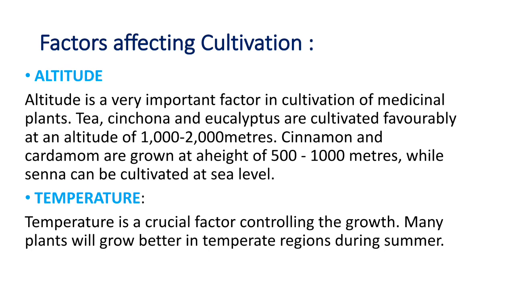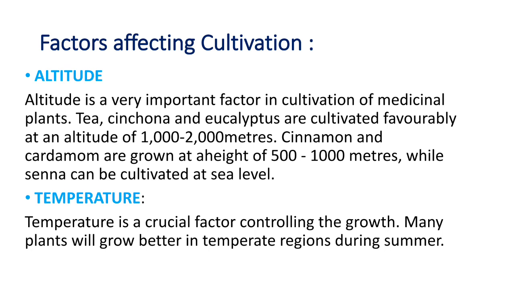Factors affecting cultivation. First, altitude. Altitude is a very important factor in cultivation of medicinal plants. Tea, cinchona, and eucalyptus are cultivated favorably at an altitude of 1000 to 2000 meters. Cinnamon and cardamom are grown at a height of 500 to 1000 meters, while senna can be cultivated at sea level.